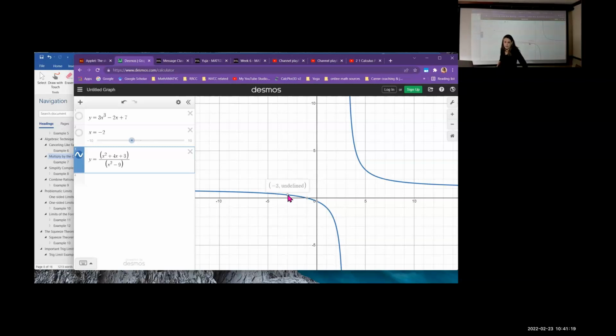Undefined. So what it actually means is there's a hole in the graph right there. It's not defined there because thou shalt not divide by 0, but the limit exists. And the limit is that value, which is about 1/3. And you can tell it is at a height of about 1/3.